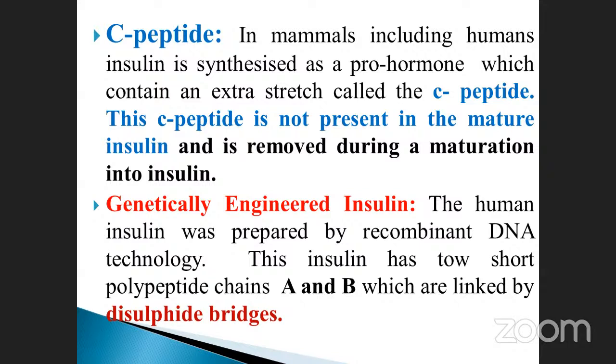Hemoglobin. But in this category, the A and B chain is also there, we will see that one by one. The C peptide: in mammals, including humans, insulin is synthesized as a prohormone, which contains an extra stretch called C peptide. It is an external extension. This C peptide is not present in the mature insulin.